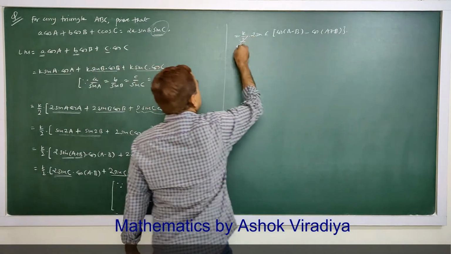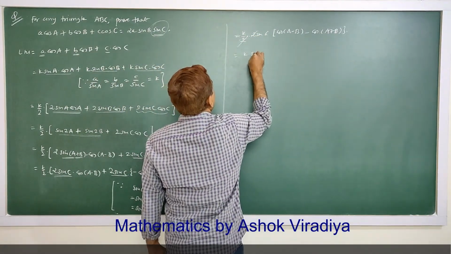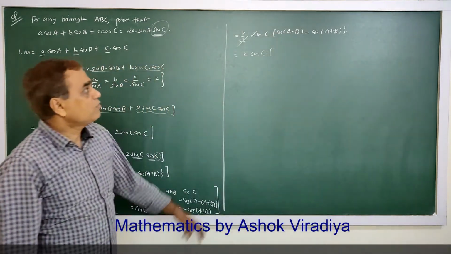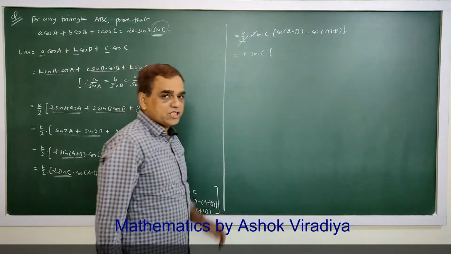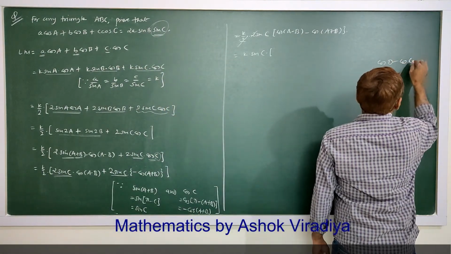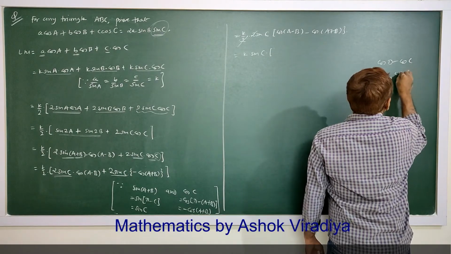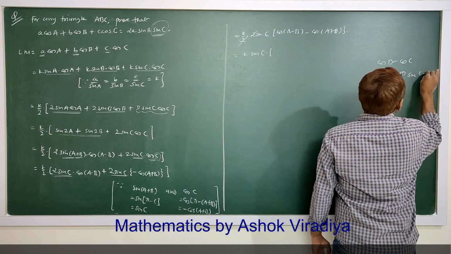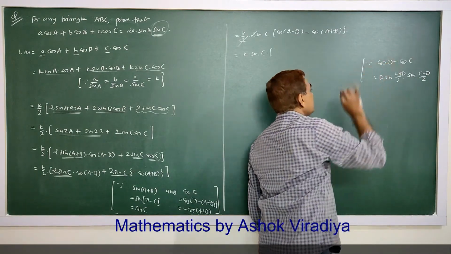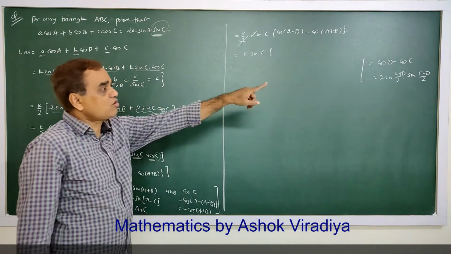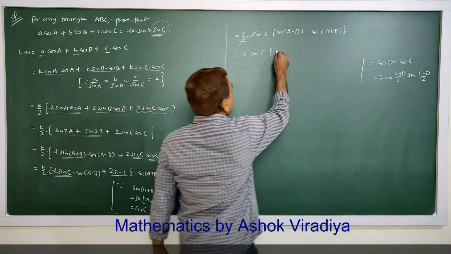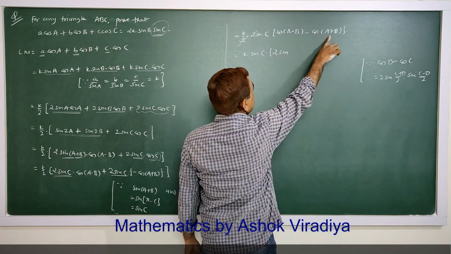This 2 is cancelled. So k into sin c into, now this is cos d minus cos c. So we know that cos d minus cos c is 2 sin (c plus d)/2 sin (c minus d)/2. So in the next step we use this result. Cos d minus cos c is 2 sin (c plus d)/2 sin (c minus d)/2.